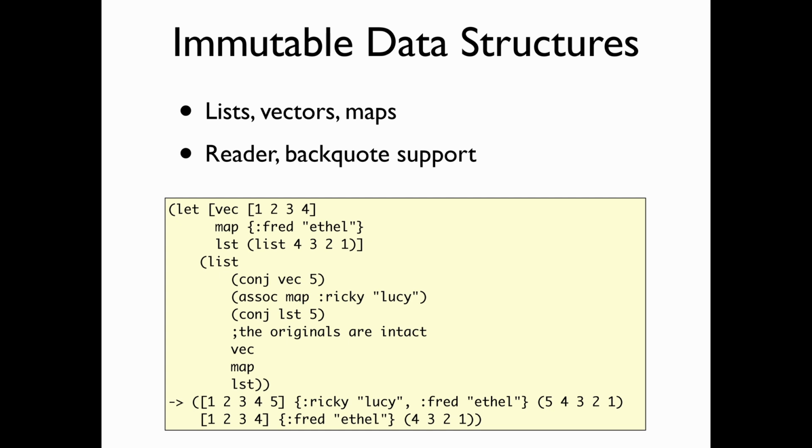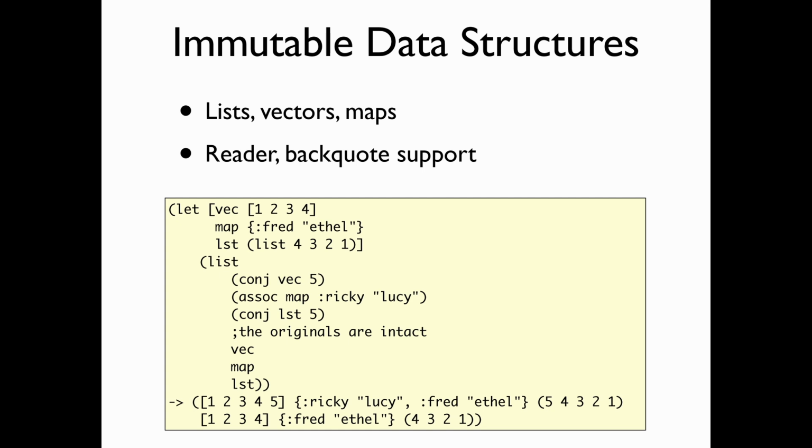For maps, I could conj on a pair of key and value, but the main way you manipulate maps is with the assoc function. It doesn't mean at all the same thing it does in Lisp. Here it means associate in this map this new key value pair. And what it yields, in all three of these cases, are new data structures. It yields a new vector, the same as the old one with 5 at the end. It yields a new map that had Fred and Ethel in it and now also has Ricky and Lucy. It yields a new list with 5 on the front. And then we can also put the originals in this list to see that they're the same.